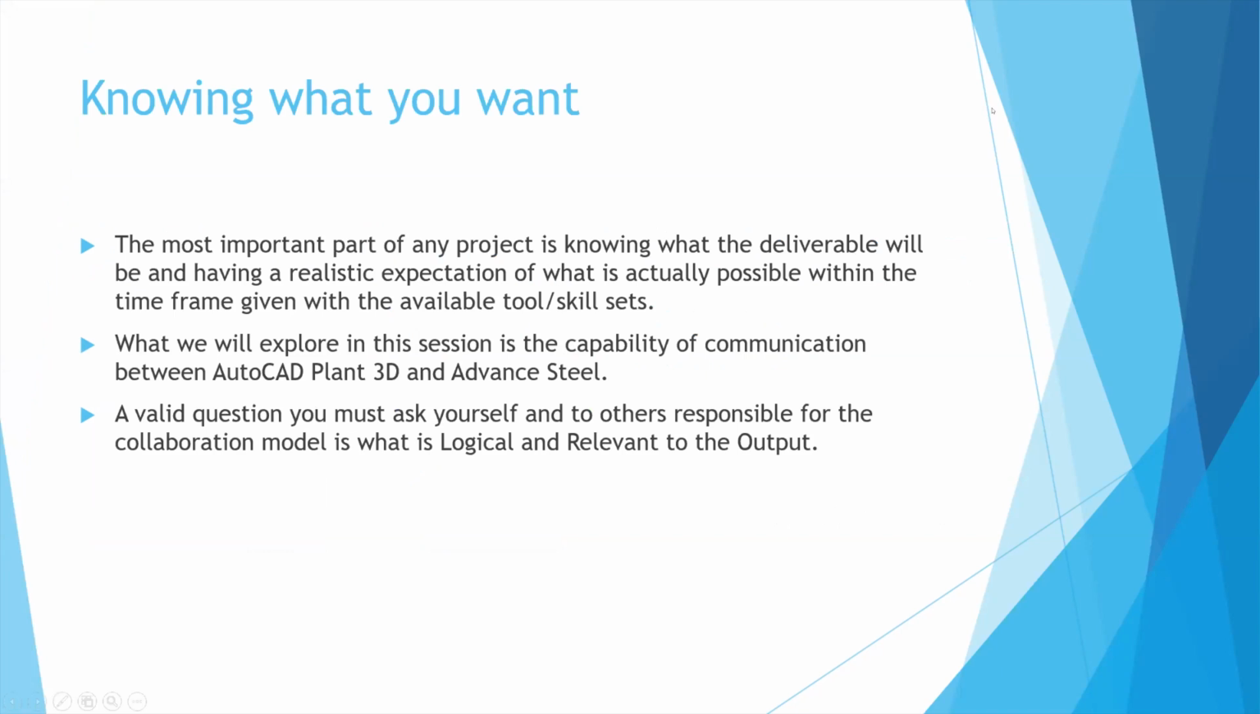Probably what I find going from one client to the next, a lot of people will know exactly what the deliverable is, but some others are still trying to work out what is actually possible to deliver for the client. Sometimes the client will know exactly what they want as well, but I've just put some notes down here. The most important part of any project is knowing what the deliverable will be, and having realistic expectations of what is exactly possible with the time frame that you might be given, with the available tools and skill sets that you've got.